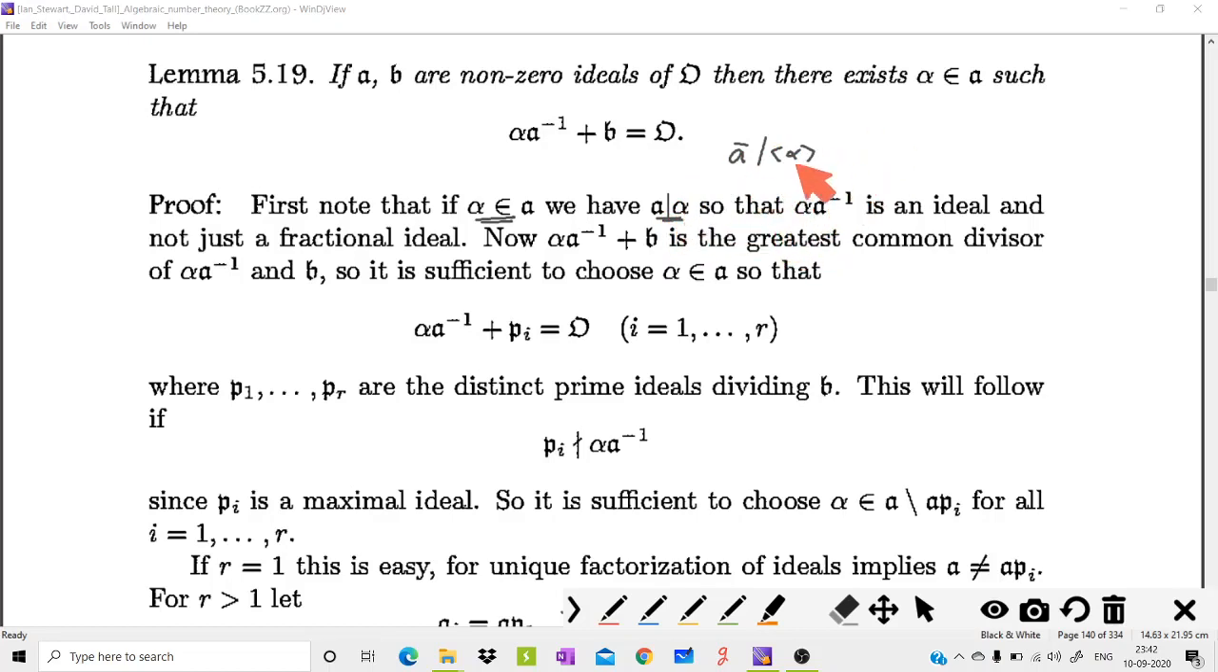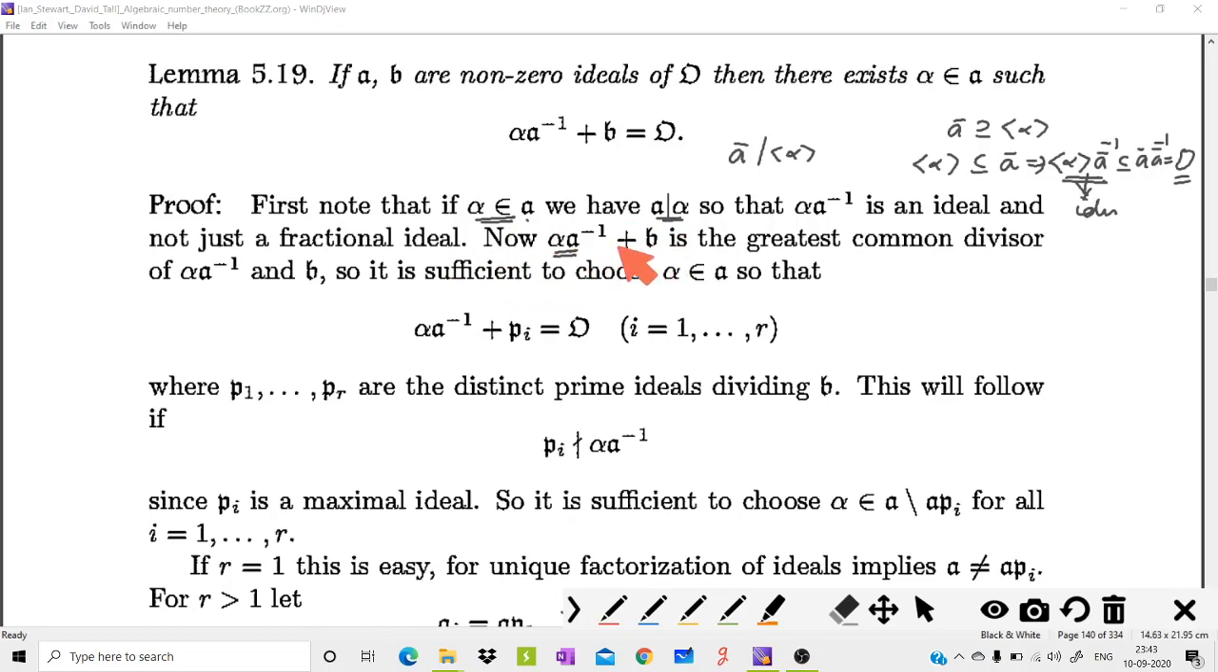Therefore, what is the meaning of this? This means A contains the ideal generated by alpha. Then the ideal generated by alpha is contained in A, which implies, by multiplying both sides with A inverse, that the ideal generated by alpha times A inverse is contained in A inverse A. This is equal to O because this is the inverse of the ideal. So this fractional ideal is contained in O if and only if it is an ideal. Whenever a fractional ideal is contained in O, it is not only a fractional ideal, it is an ideal. So if alpha belongs to A, then this is always an ideal.